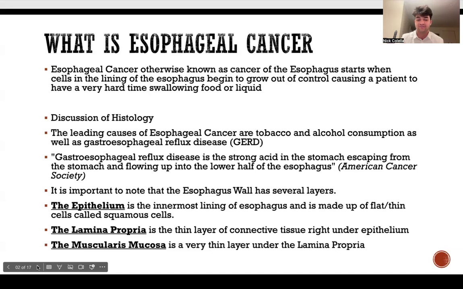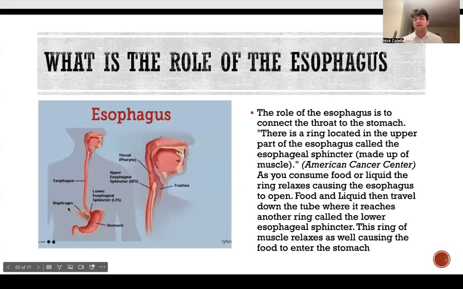The role of the esophagus is to connect the throat to the stomach, and there's a ring of muscle called the esophageal sphincter. As you consume food or liquid, this muscle relaxes, causing the esophagus to open and close. Food and liquid then travel down the tube where it reaches another layer of muscle called the lower esophageal sphincter. This ring of muscle relaxes, causing the food to enter the stomach.